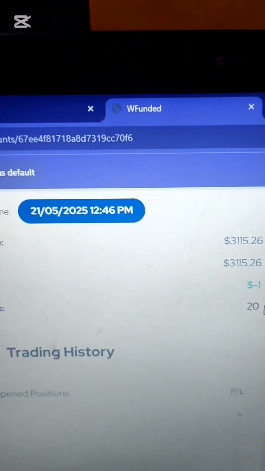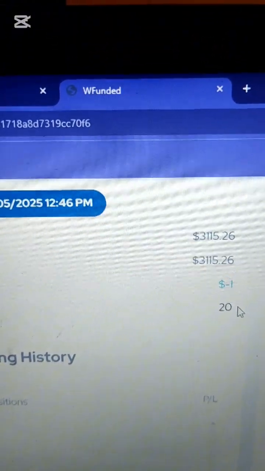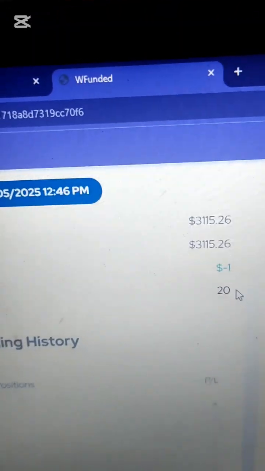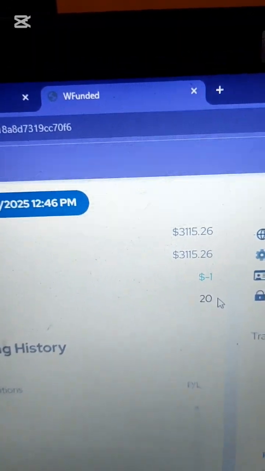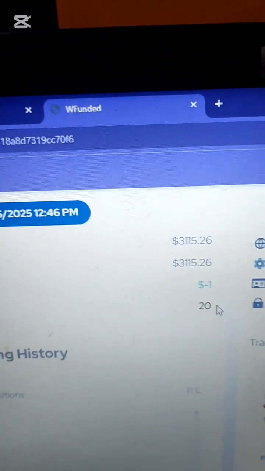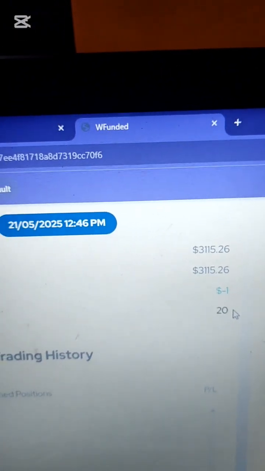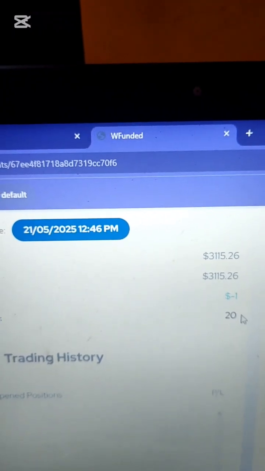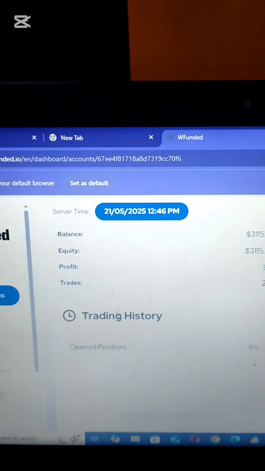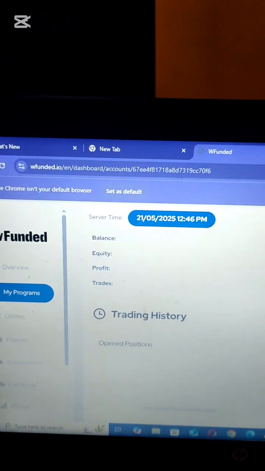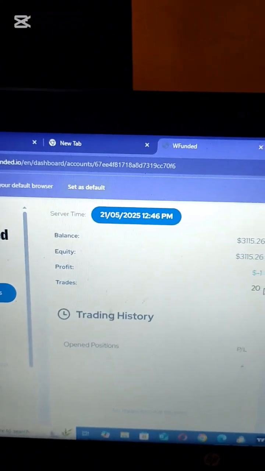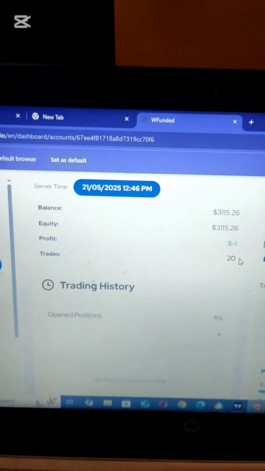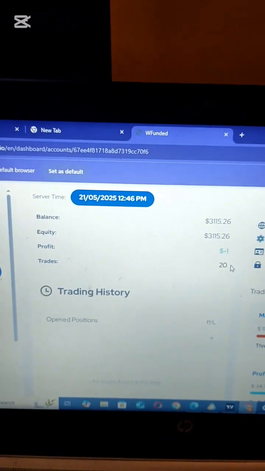Let me show you guys. I don't want to show you guys my email or my password, but this is my current balance. Currently up $115. That's about 4%, or 3 point something percent. And the target for phase one is 5%. So hopefully on the next trade I can pass this account.